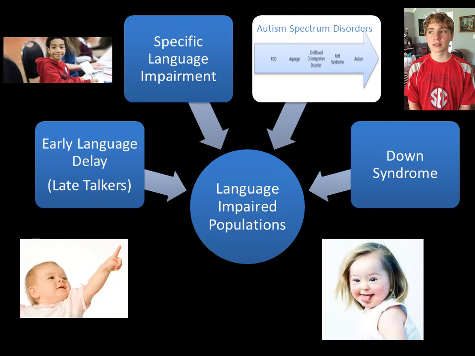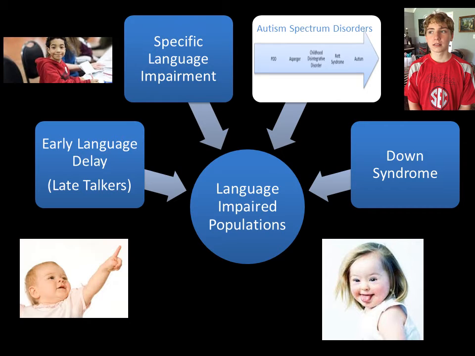When you speak of these populations, you should always use person-first language. So you would say a child who is a late talker, or a child with autism spectrum disorder, a child with expressive language delay. You put the child or the person first. It's respectful and professional. So the first population we'll talk about are children who have expressive language delay or early language delay. The book classifies these children as late talkers, or children who are late talkers.